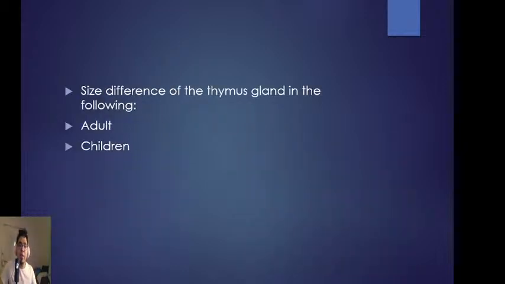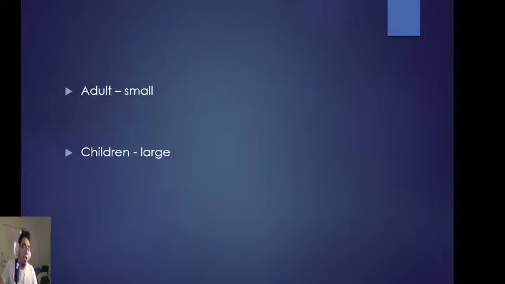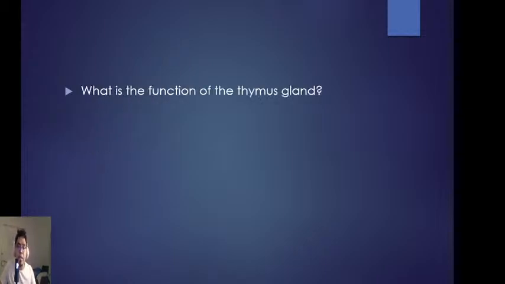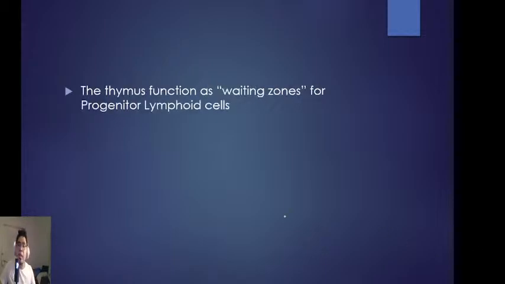The difference between the thymus gland of children and adults is that in adults it's smaller, but in children it's larger. And the function of the thymus gland is basically to allow T lymphocytes, progenitor lymphocytes to be specific, to wait. They are considered waiting zones.